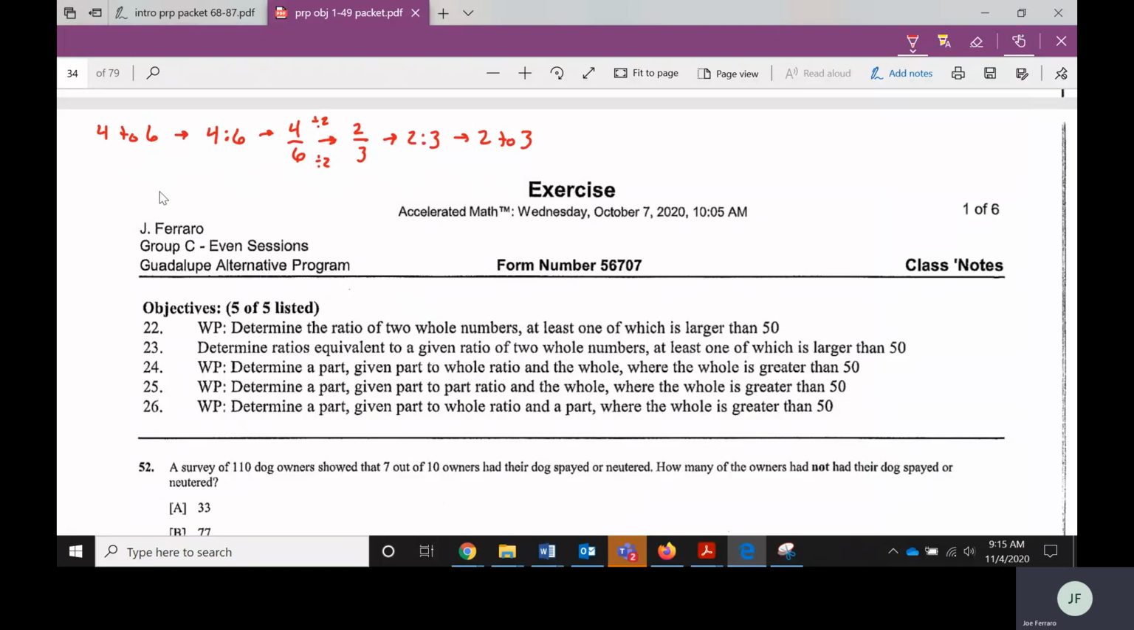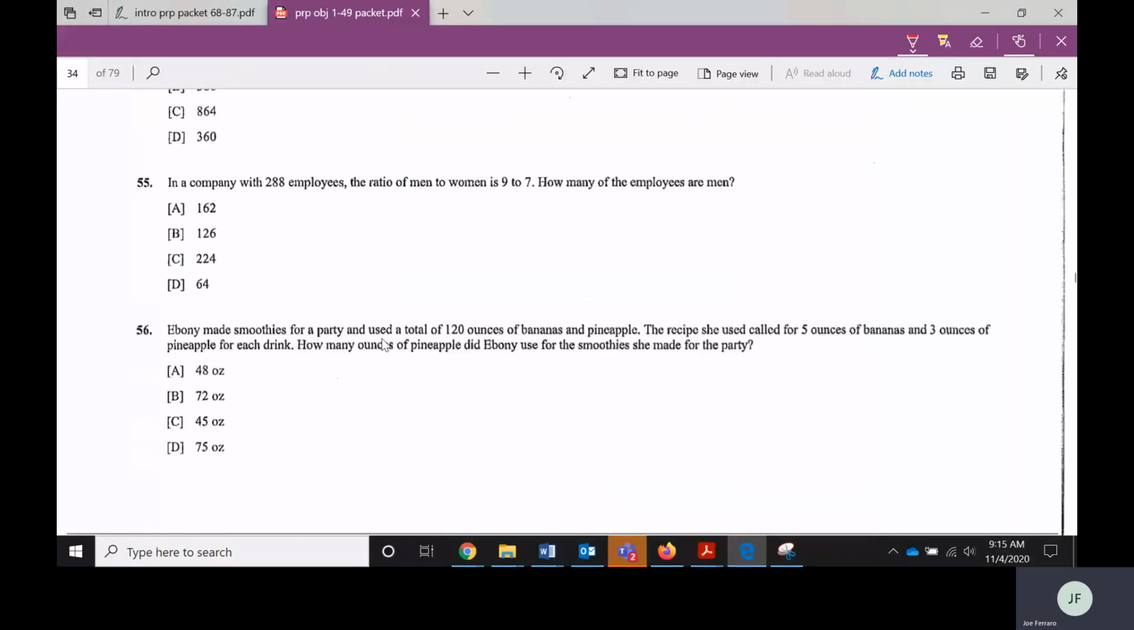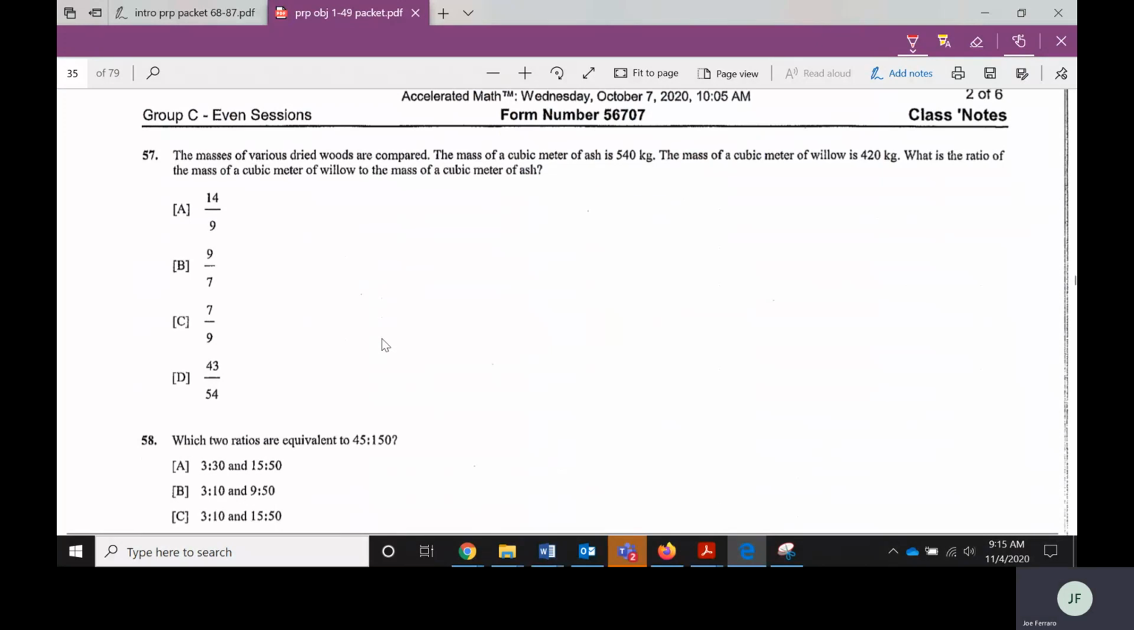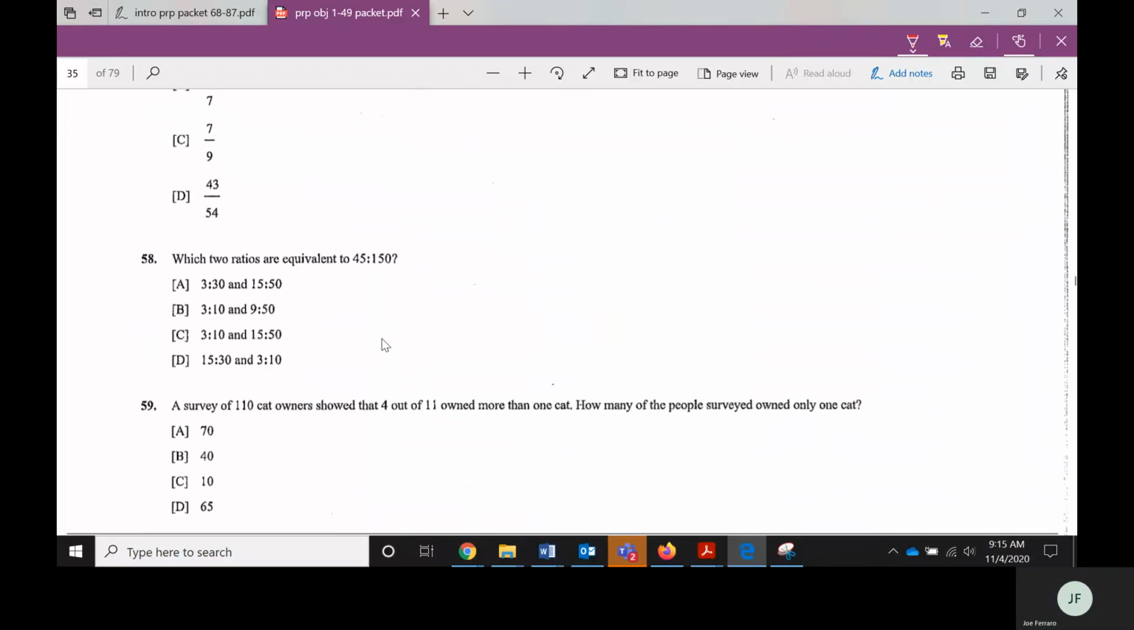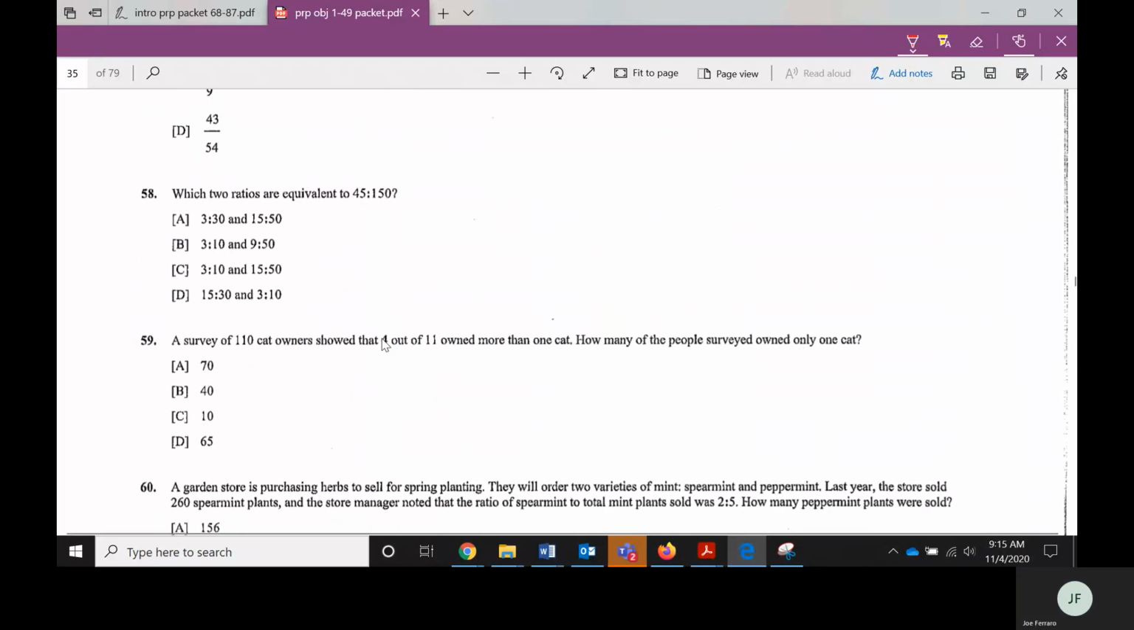And we're going to look at objective 22 first, just determine what the ratio is, and then 23, what ratios are equivalent. So we'll kind of flip around here, and you're going to flip the page and go to problem number 58 first. So we're going to look at the equivalent ratios first.